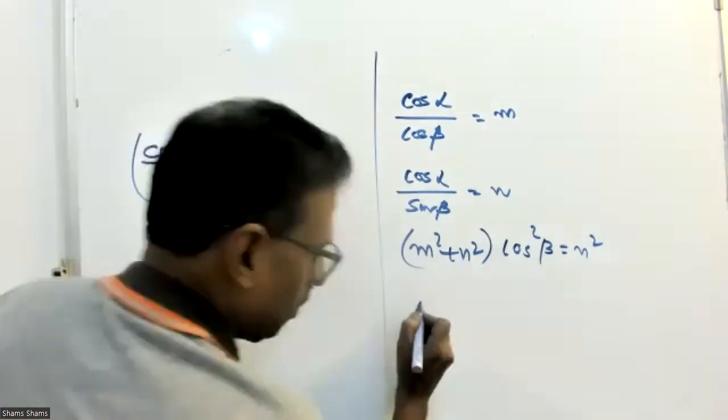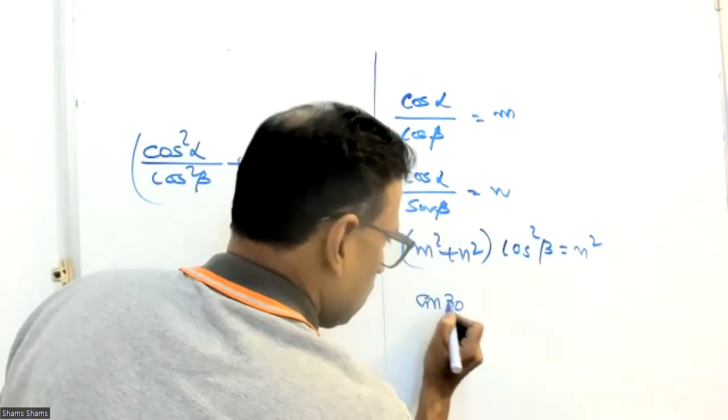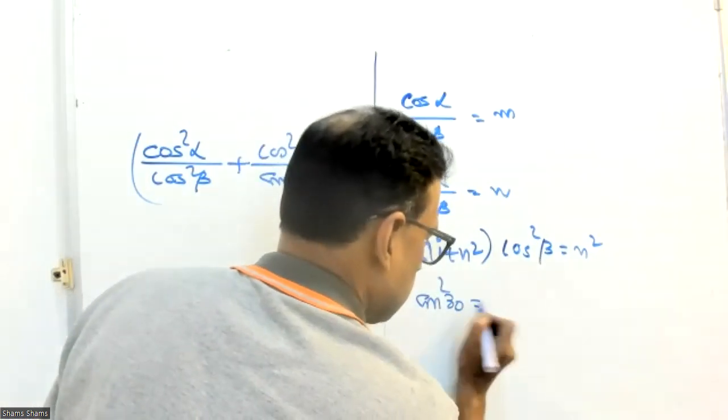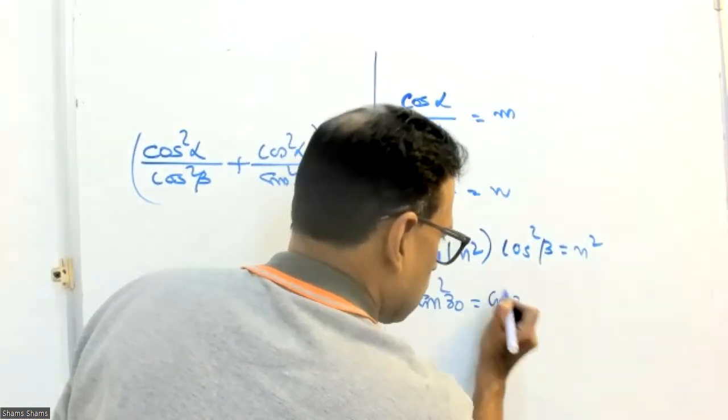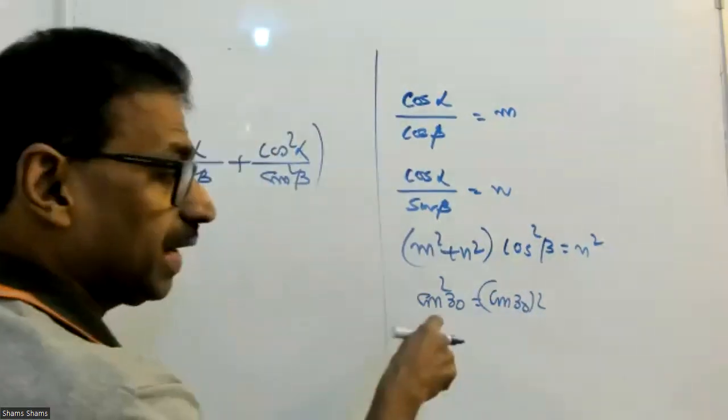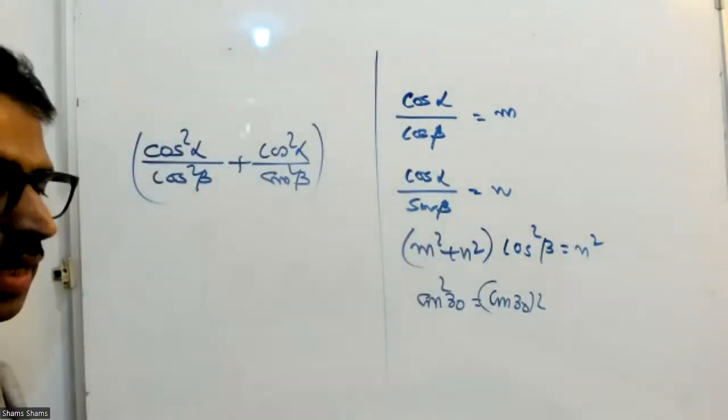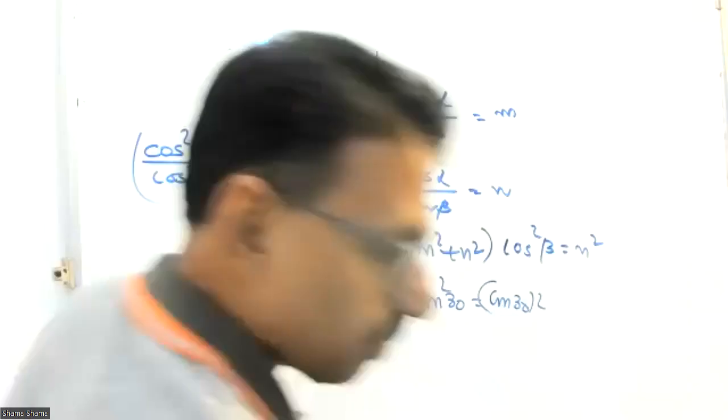No, no. Hey, come on. I told you, sine square 30 means sine 30 whole square only, not sine 900. That's the full value only. Clear now? We discussed that part.